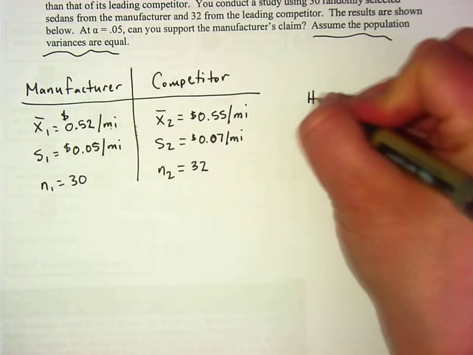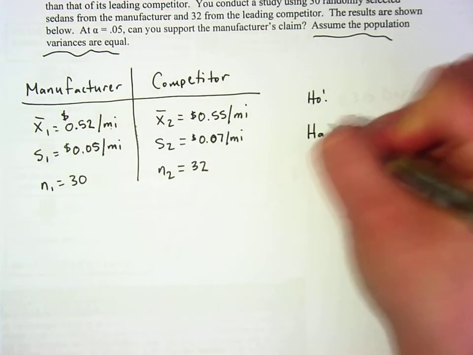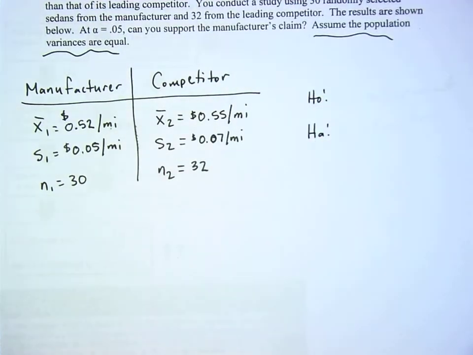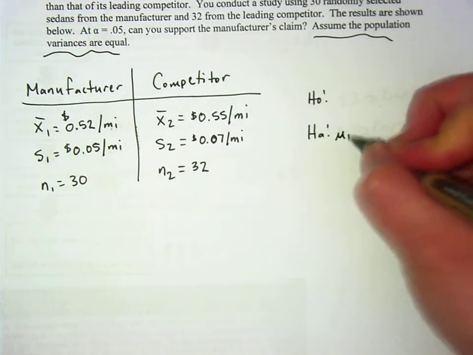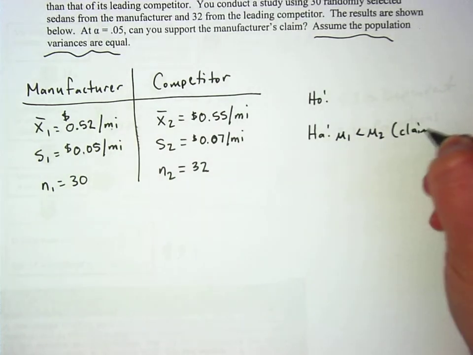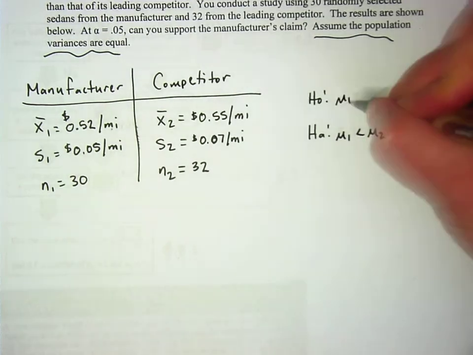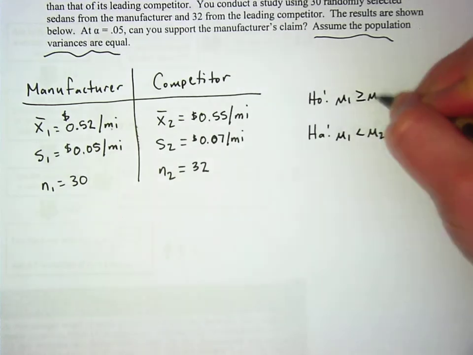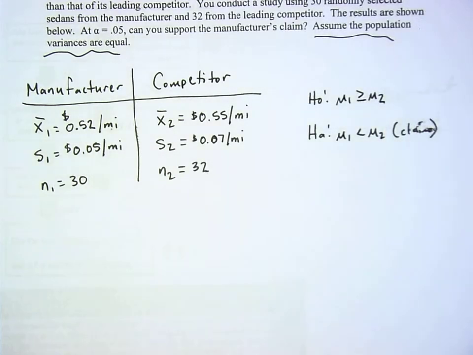But first we're going to do H sub O and H sub A. So manufacturer is our 1, competitor is our 2, and it says that the manufacturer claims that they are less than their competitor. So that's down here. mu1 is less than mu2. That's their claim. And here mu sub 1 is the opposite, greater than or equal to mu sub 2.